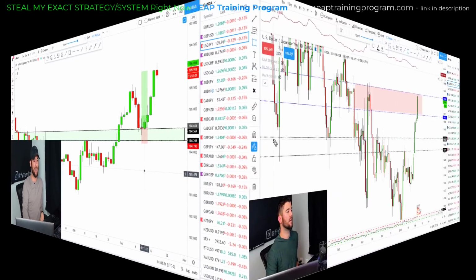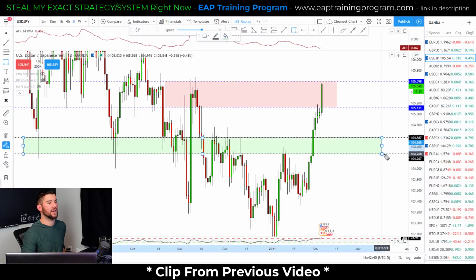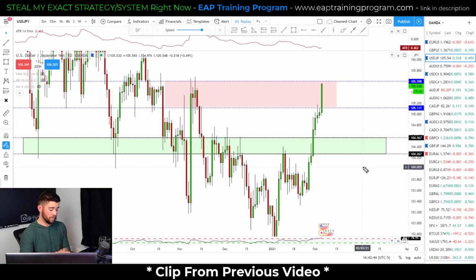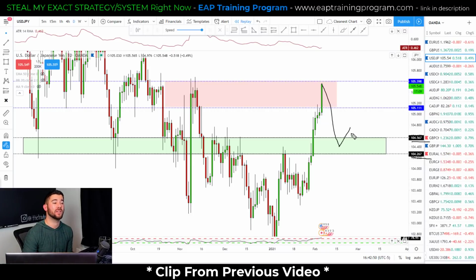I'll be right back. Right in this level is an area I see as major support for this market. So if we get a pullback, a heavy one, into this zone between 104.56 and 104.26, I'll be looking there for possible double bottoms to push this market higher.